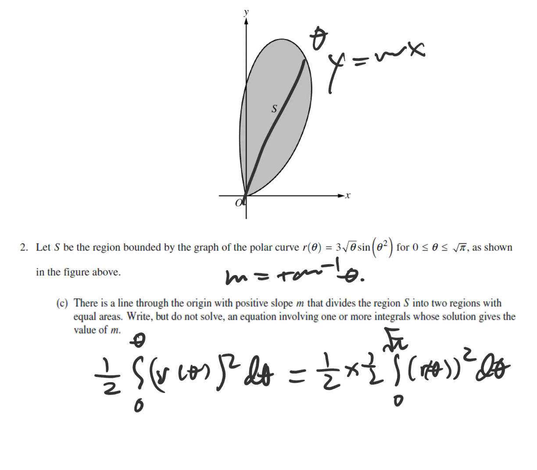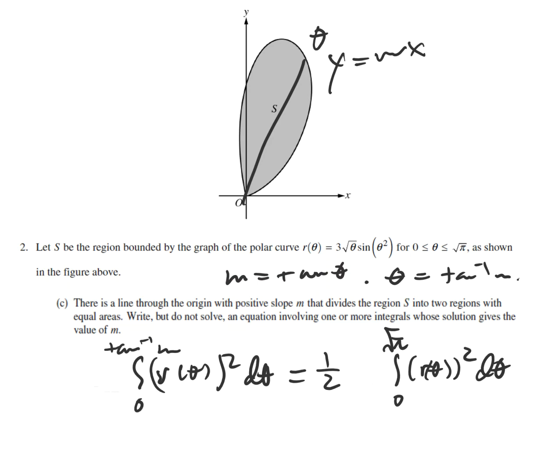And then if we divide both sides by 1/2, we will get, and we know that m equals tangent of theta, so theta equals tangent inverse of m. So we can plug in tangent inverse of m for theta.